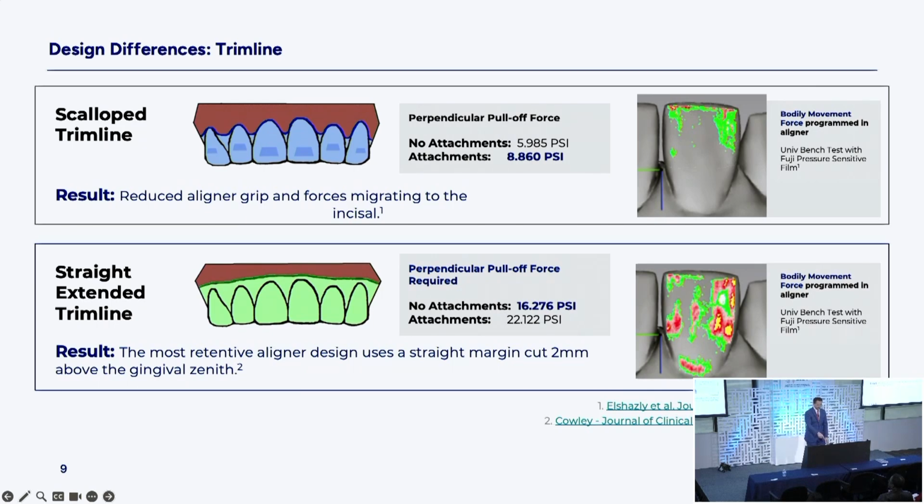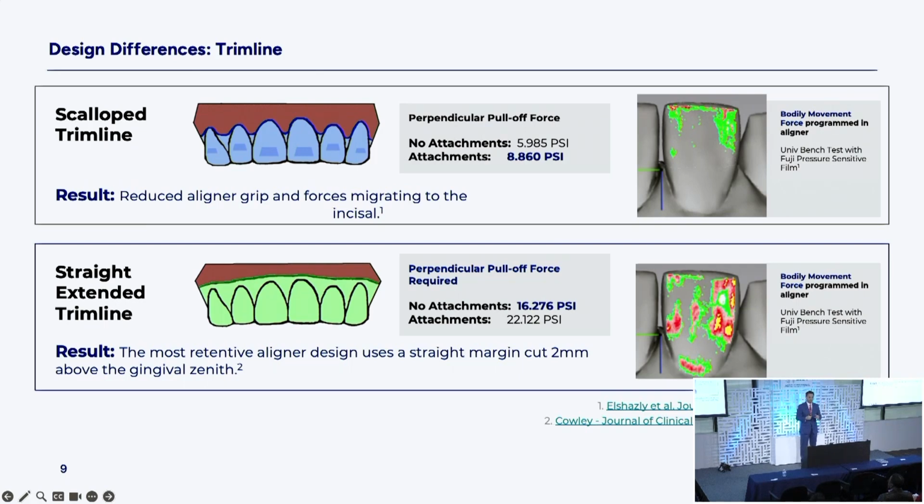That's a big difference. It should be no surprise we experience much better tracking with the straight extended trim line. It outperforms the scalloped trim line in research. So the best possible scenario would be you don't block out the undercuts on the model formation, you use a straight extended trim line, and without attachments you have a doubling of the retention of that aligner.